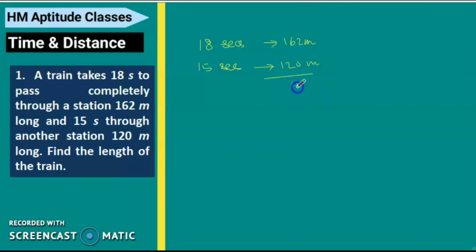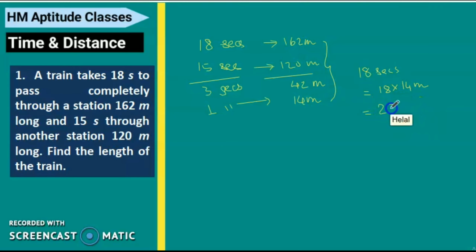So if we compare, then it takes 3 seconds more to travel a distance of 42 meter in the first case. So we can calculate the distance traveled in 1 second. 42 divided by 3 is equal to 14 meter. So in 1 second the train can travel 14 meter. Now in the first case it takes 18 seconds, so in 18 seconds it can travel 18 into 14 is equal to 252 meter.